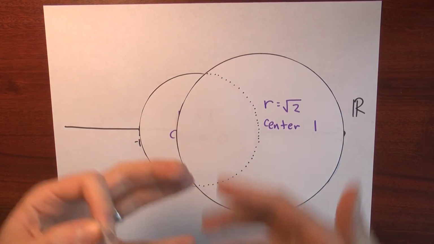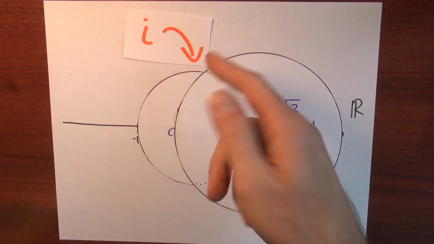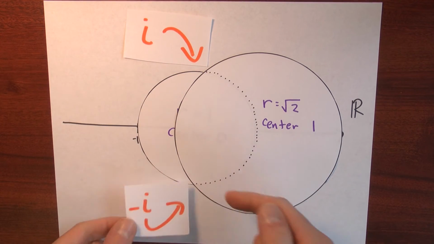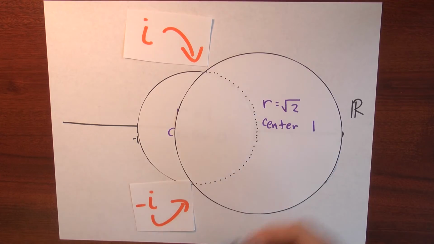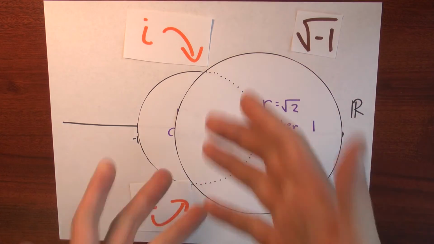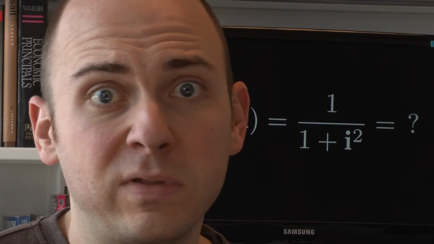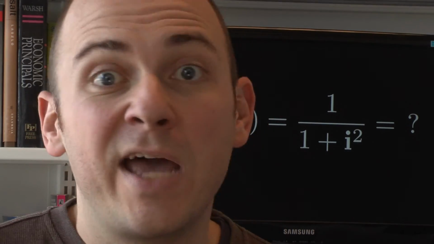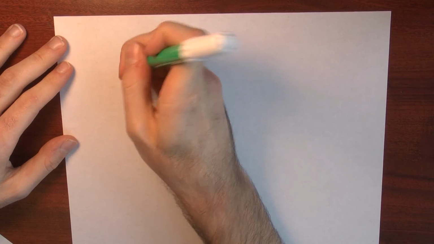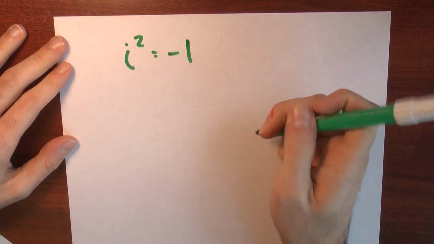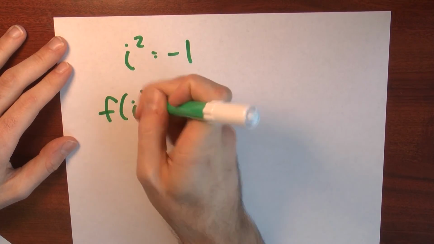Well, those points are in the complex plane. That point there is i, and that point there is minus i. Right? Those are square roots of minus 1. Those are imaginary numbers. Well, what happens if I evaluate 1 over 1 plus x squared when x equals i or x equals minus i? So i squared is minus 1. So what's f of i?